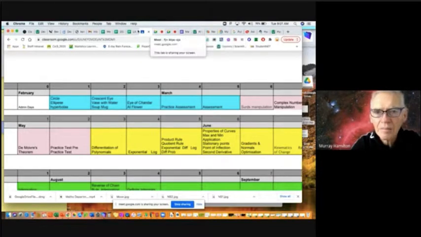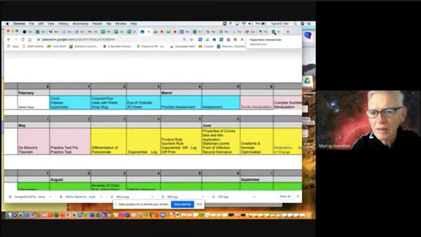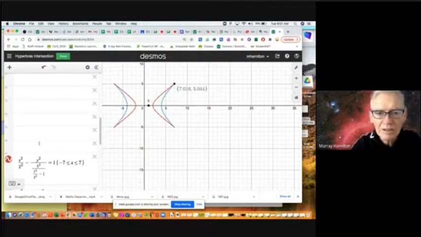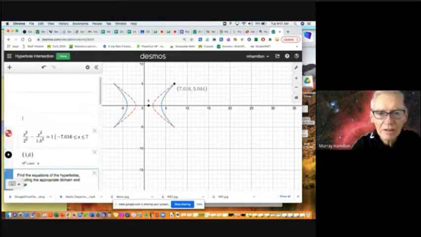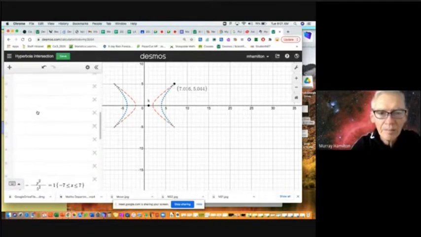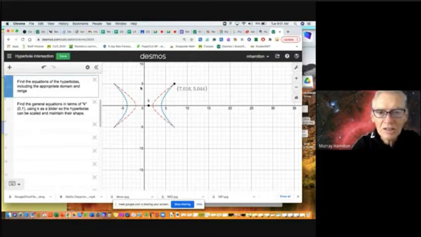I've got lots of tabs open here. Where's my Desmos? Yeah, this one here. Okay, so what I've got here are these two hyperbolas. This is going to be similar to some of the things that you're asked to do. So what I want to do is find the equations of these red and blue hyperbolas that will meet at that point. And I'm going to show you some good quick tips on how to do this.